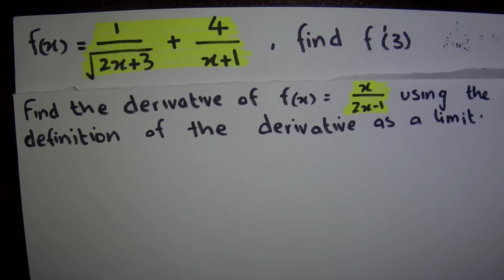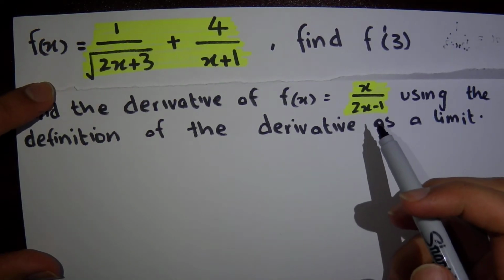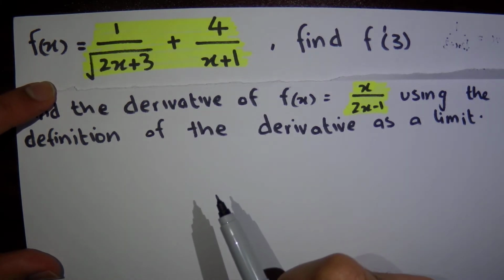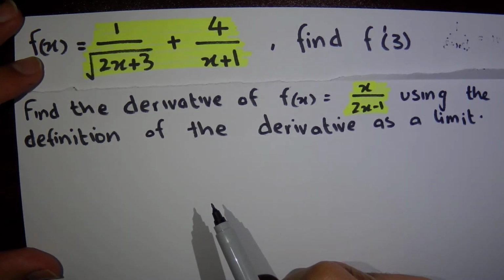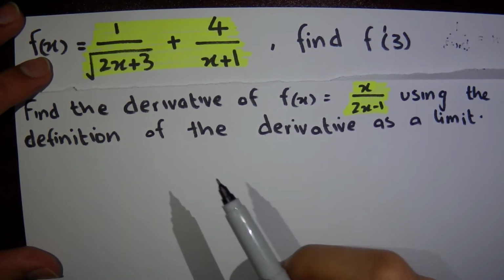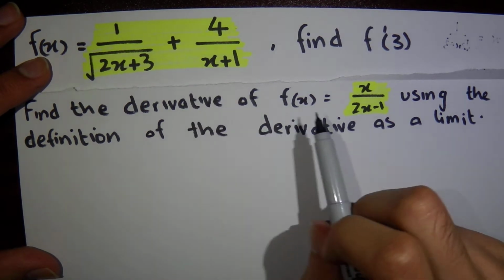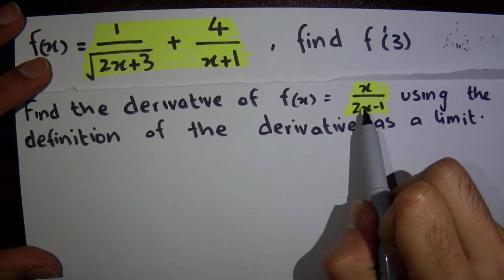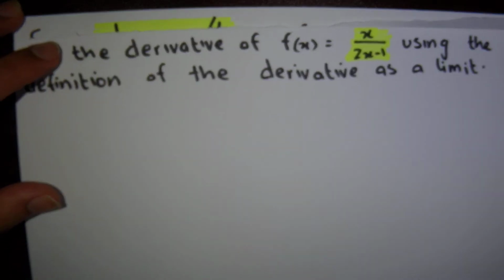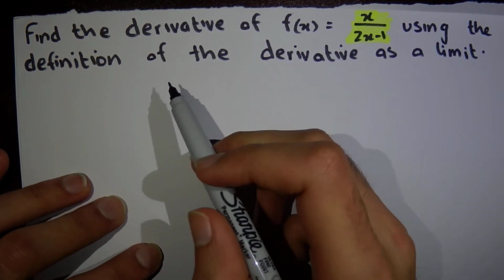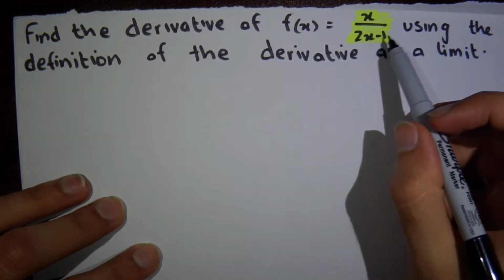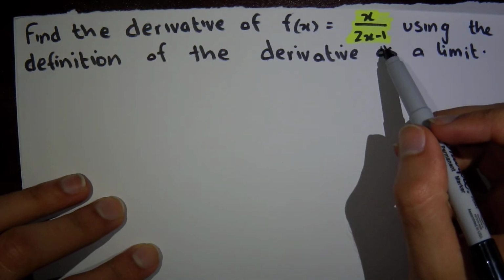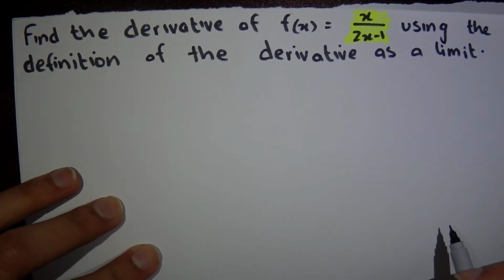Right, so I've got two complicated examples of functions where we have to find their derivatives using the definition of the derivative as a limit. So you could try to attempt these yourself and then compare them with my solution at the end, or gladly follow along. So find the derivative of f of x is equal to x over 2x minus 1 using the definition of the derivative as a limit.